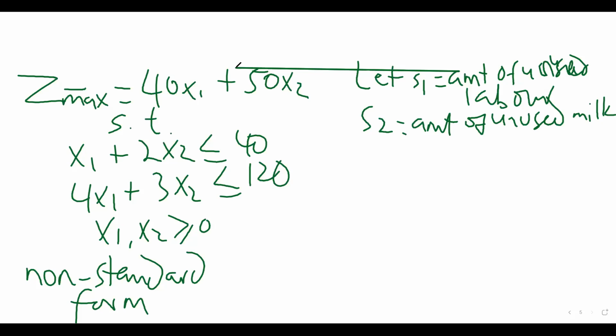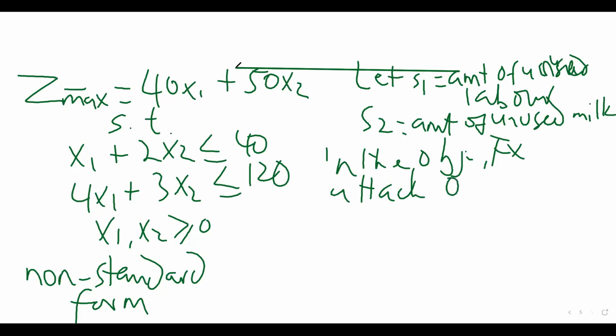Now, in the objective function, we need to introduce the slacks and attach zeros to them. That is how you write the standard form. So you write the slacks as S1 and S2, but you attach zeros to them. What you are trying to say is that they do not contribute anything to the objective function.